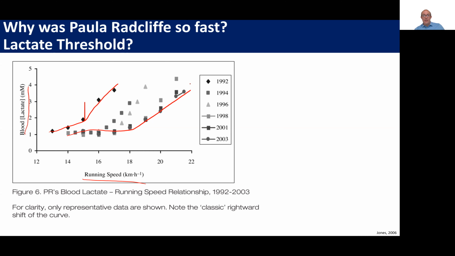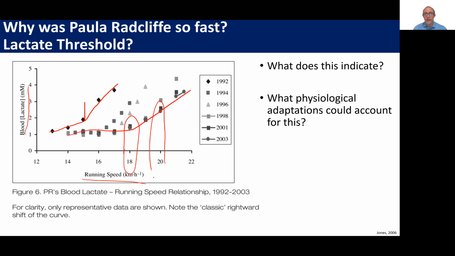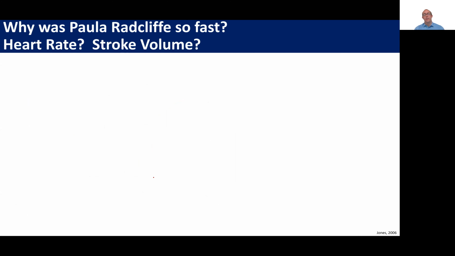What this means is now 18 kilometers per hour is a very sustainable speed for her. And 20 kilometers per hour is moderately sustainable. Whereas in the past, 20 kilometers per hour probably wouldn't have been sustainable for more than a couple of minutes for her. So that physiological shift is helping. And part of this could be due to improved aerobic metabolism with greater mitochondria and all of that, and the fiber type shift. All right, so what about heart rate and stroke volume?